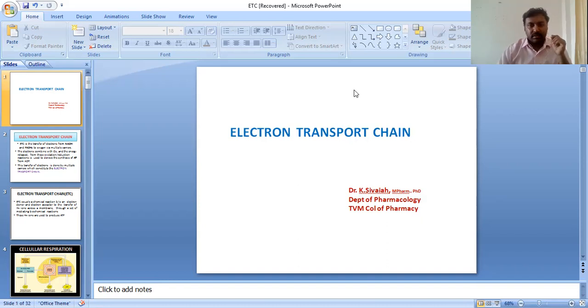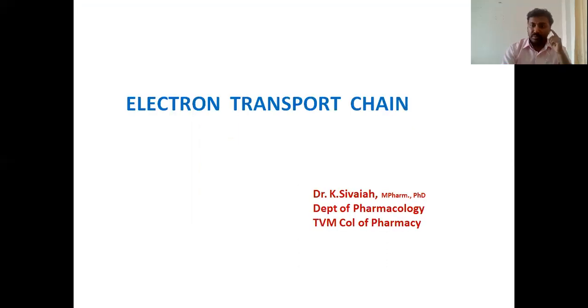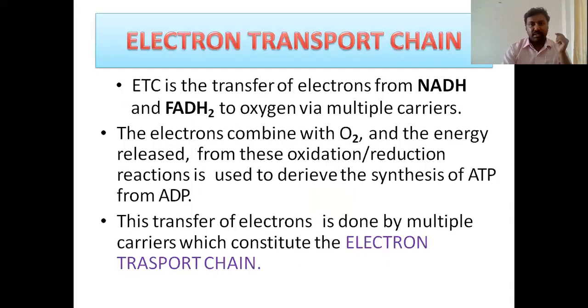Our next topic is the electron transport chain. In this electron transport chain, mainly oxidative phosphorylation takes place in the mitochondria. So, what is the electron transport chain? The transfer of electrons from NADH plus H plus and FADH to oxygen via multiple carriers. Those electrons combine with the oxygen and energy is released.